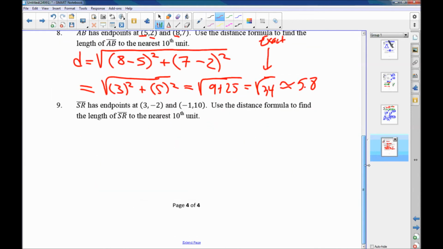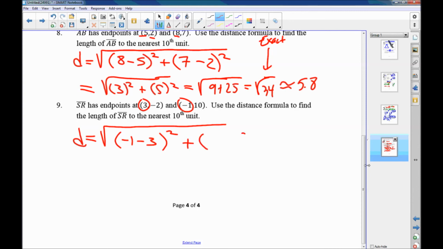All right, our last question. Just to practice on this, use the distance formula once again to find the length. So you might want to pause the video, try it yourself, and then come back. All right, so my distance formula is equal to the square root of the difference of the x coordinates squared. So my x coordinates are 3 and negative 1. And it doesn't matter which order you put them, just be consistent when you do the y's. So I put the -1 first. And then we're going to add on the difference in the y squared. So since I started with -1, I need to start with 10 over here, minus -2.